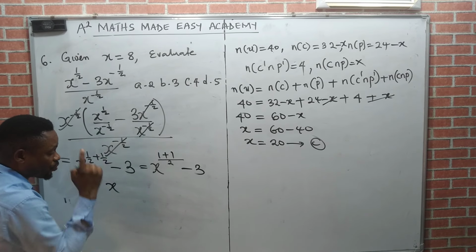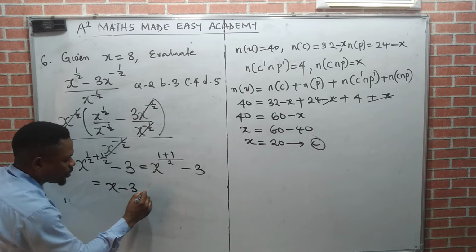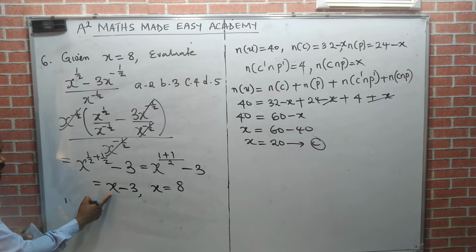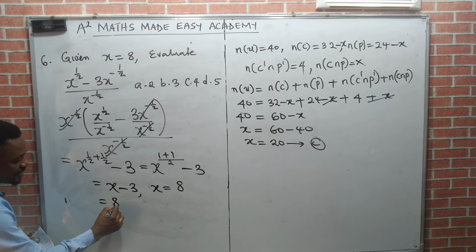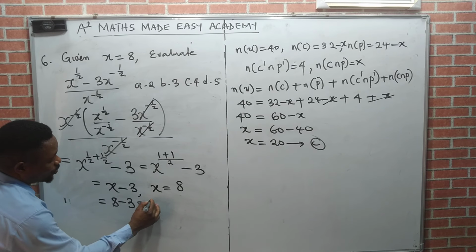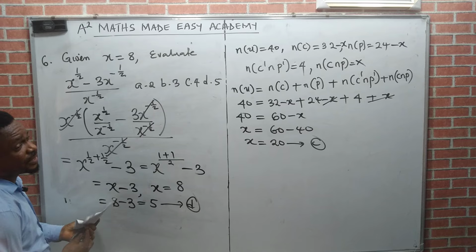And 2 over 2 is 1. It becomes x to power 1, which is still x. Then minus 3. Do you know that they have given us the value of x as 8? Can I substitute now? So x is 8, and 8 minus 3 is 5, which is option D. That is how to solve a problem like this.